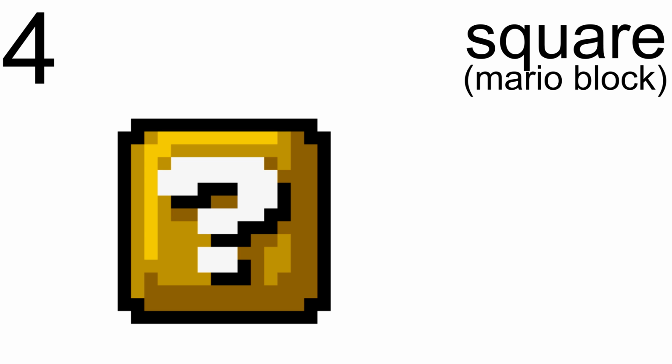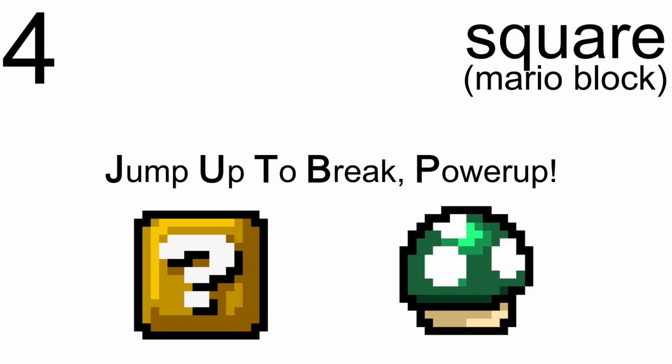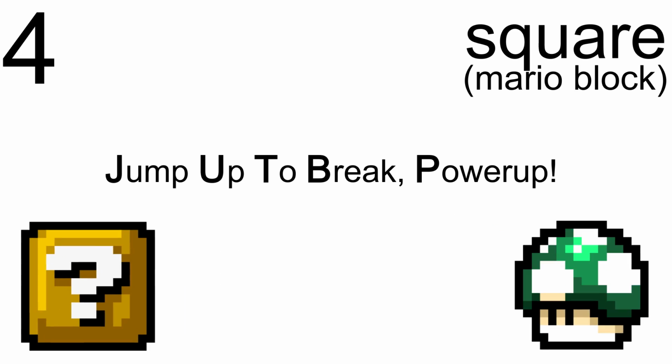4. It's a square. Think of a block in Mario. The phrase, jump up to break powerup. That's an easy one. 4 sides of a square. This one has a lot of funny letters, so we'll recap on those and then we'll do it freely. Think the phrase and say the notes.